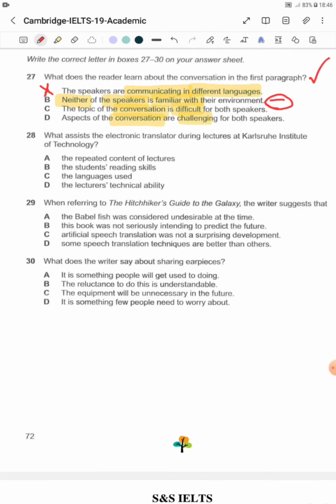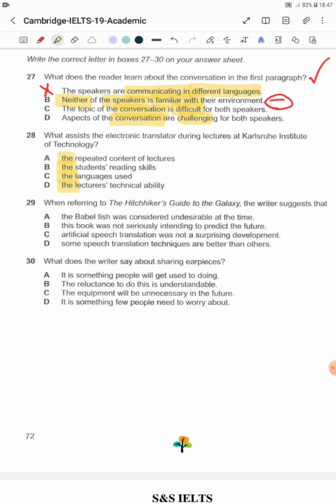28. What assists the electronic translator during lectures at one institution? What I'm looking for is the specific element that assists the electronic translator during lectures. Okay, I'm looking for an object, an element that assists the electronic translator. Look at the options. We have 4 options with the repetition of the nouns, meaning that there's a fight among nouns. Nouns are similarities. I have to find differences.